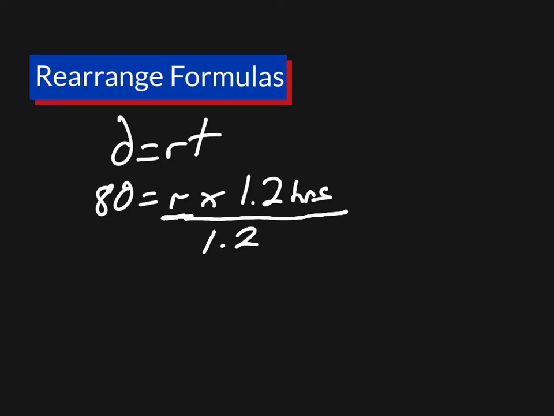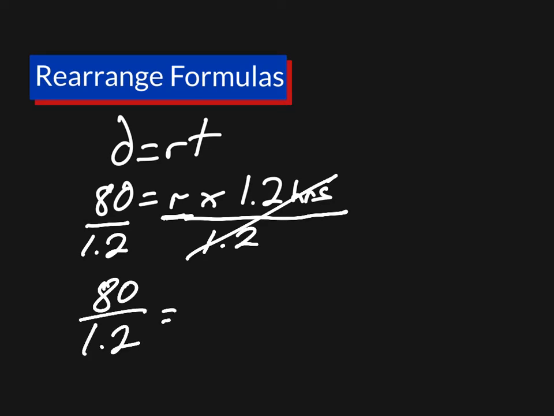But as you may know, anything you do to one side of the equal sign, you have to do to the other side. So we're going to divide this side by 1.2 as well. Now over here, if we multiply by 1.2 and then divide by 1.2, those just cancel out. So what we end up with is 80 divided by 1.2 is equal to R.